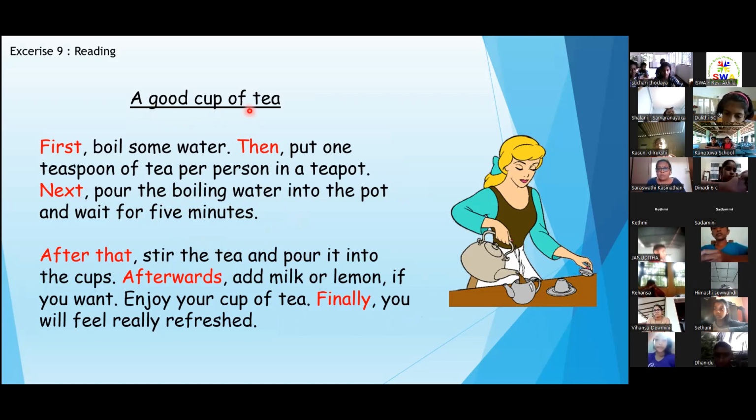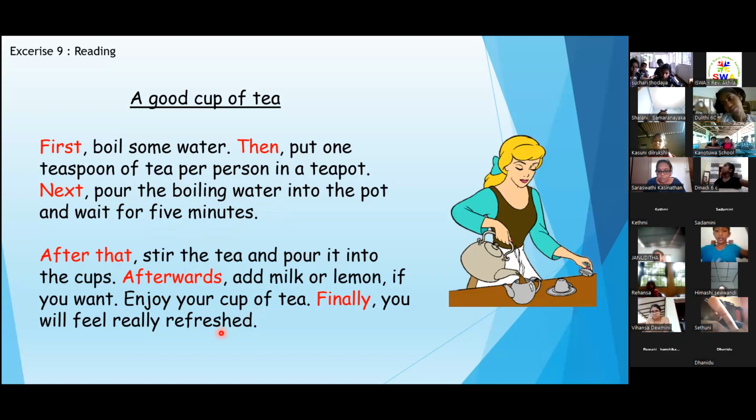A good cup of tea. First, boil some water, then put 1 teaspoon of tea per person in a teapot. Next, pour the boiling water into the pot and wait for 5 minutes. After that, stir the tea and pour it into the cups. Afterwards, add milk or lemon. If you want, enjoy your cup of tea. Finally, you will feel really refreshed.